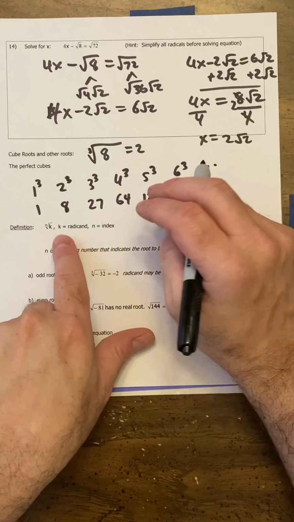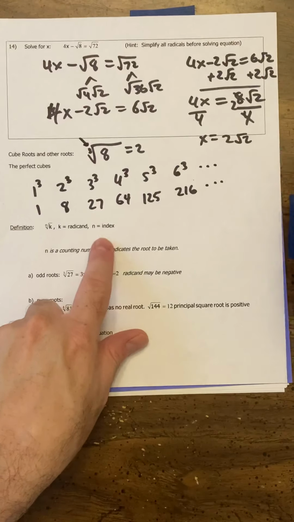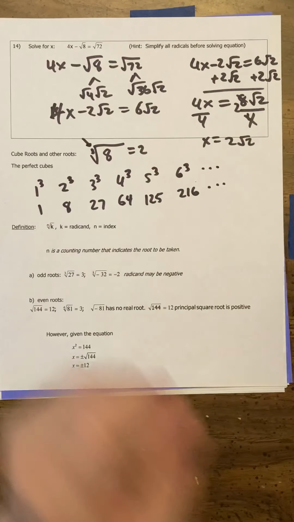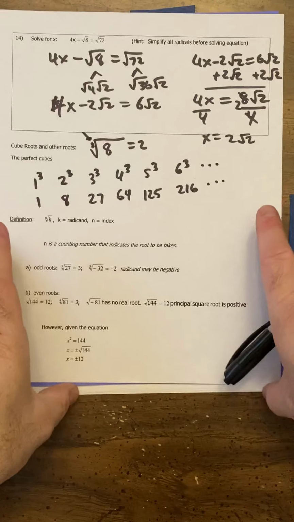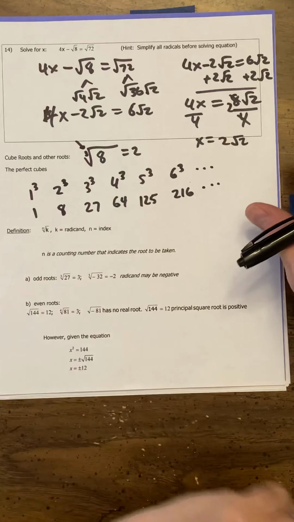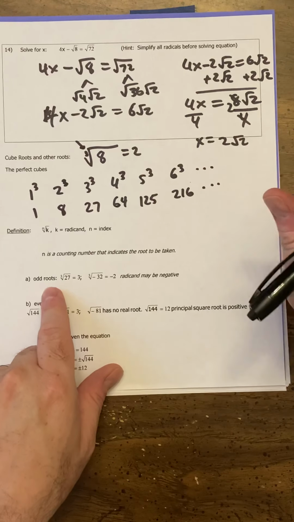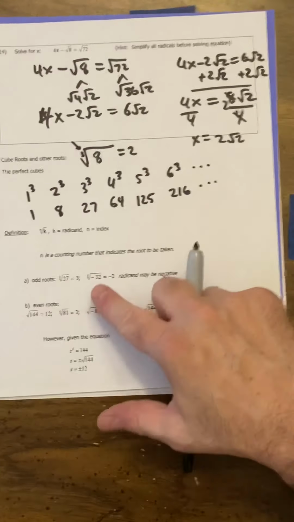And this number that's in this position right here is called the index, and we're going to deal right now with cube roots, okay? So let's take a look at a problem. Well, let's do a couple of things. So first of all, we're doing an odd root. With odd roots, you can take the root of a negative number.